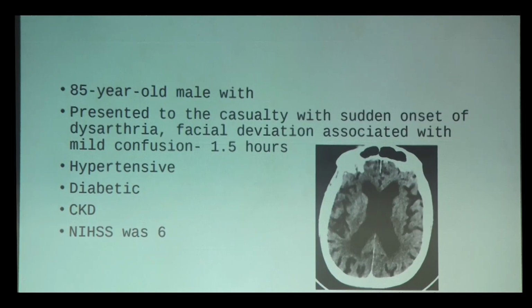So this is another octogenarian, an 85-year-old male who presented with sudden onset dysarthria and facial deviation associated with mild confusion for 1.5 hours. He is a hypertensive, diabetic with CKD, and his NIHSS was 6 at presentation. This was his baseline CT, where, actually, it looks normal.